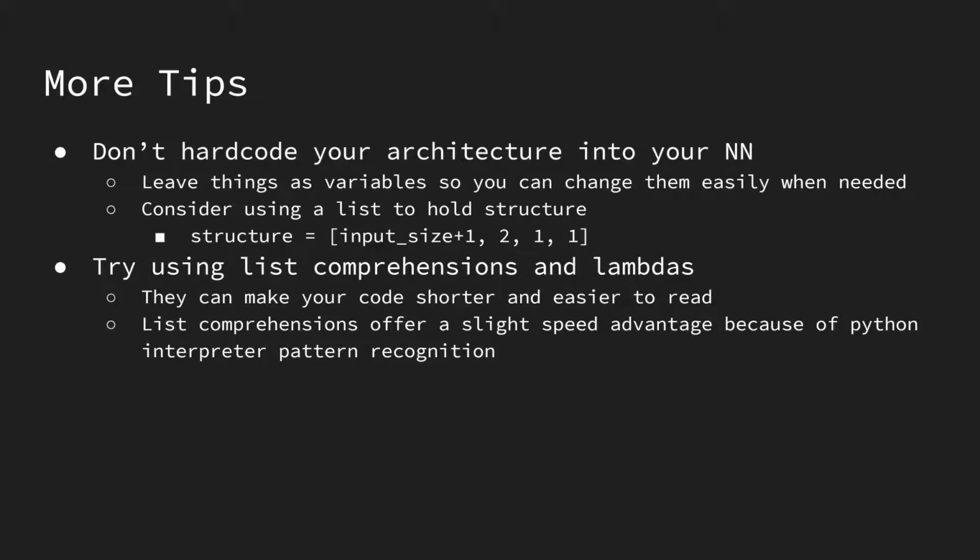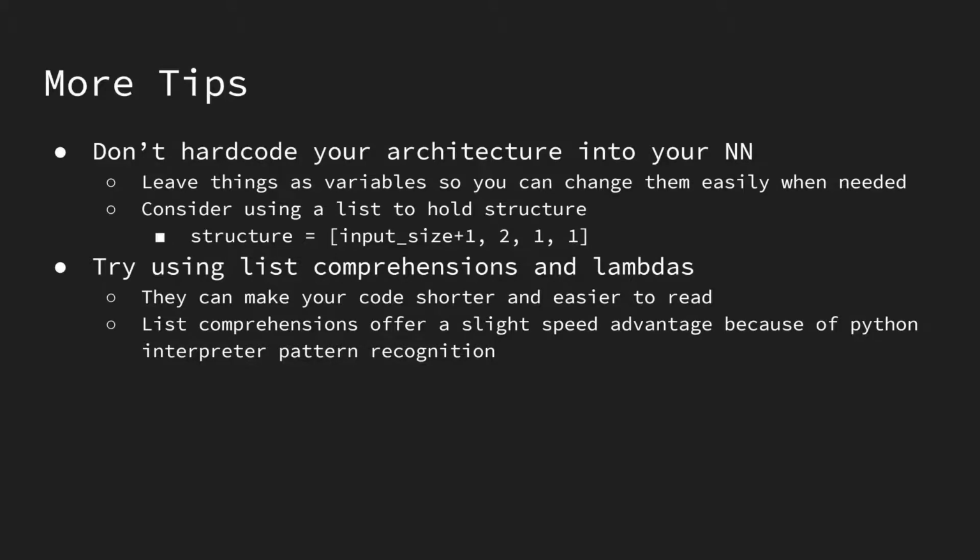Some more tips. Don't hard code your architecture into your neural network. Just leave things as variables, and you can change them as needed. For example, don't make your feed forward function only work when there's 4 layers. Make it generalized. This lets you not only play and experiment with your neural network later on, but it's also good coding practice because you want other people to be able to understand what's going on and know that your code will work in multiple situations.